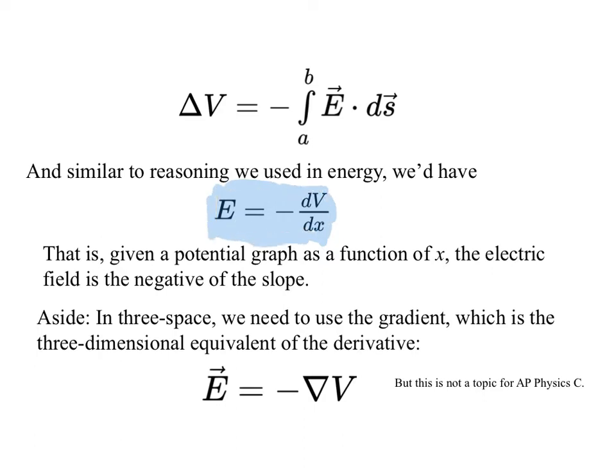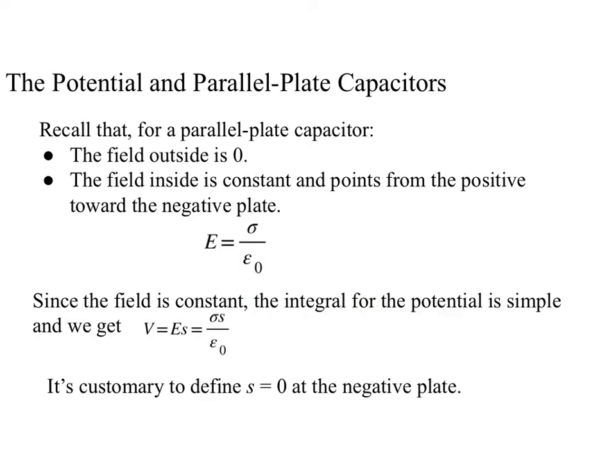In 3 space, if we had things moving in multiple spaces, we need to use something called the gradient. The gradient is the 3-dimensional equivalent of a derivative. And so we would end up with, for people who have taken the vector calculus class, you'd find the electric field as a vector is minus the gradient of the potential function. On the other hand, the 3-dimensional nature is not a topic for AP Physics C. Let's walk through a few calculations to see how we might use this.